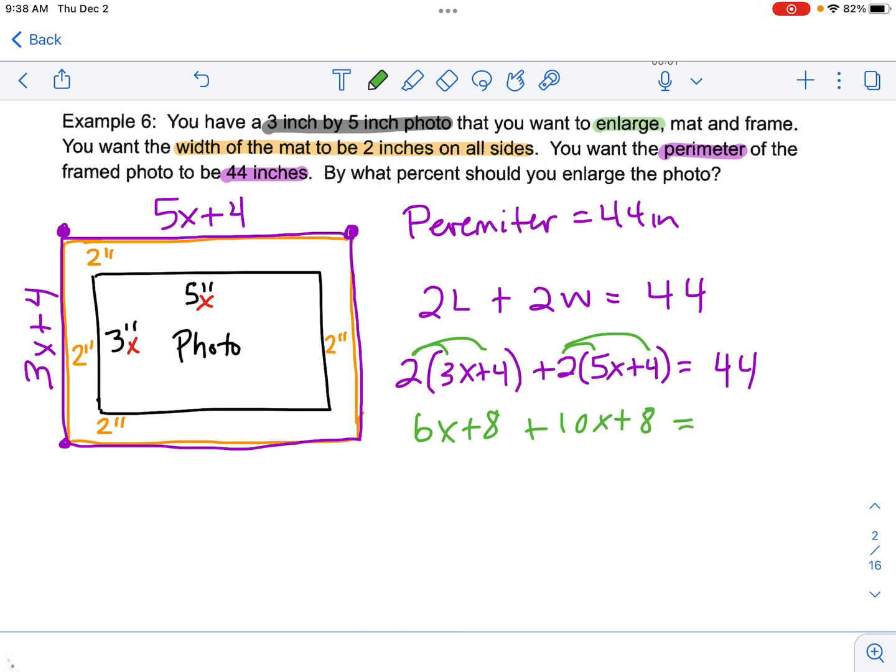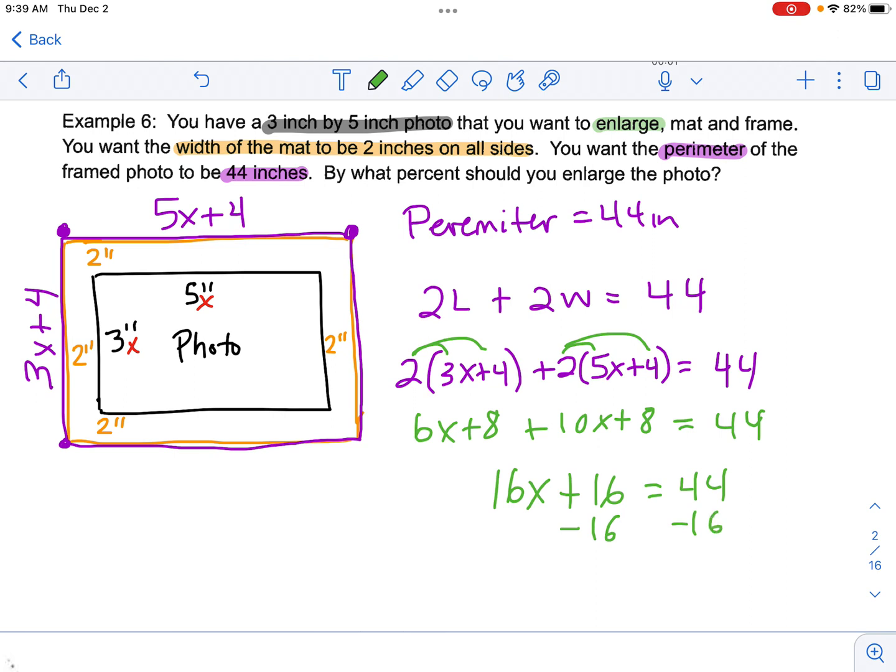and then distributing with the other set of brackets, 10x plus 8. Again, notice that we're just doubling everything, and that equals 44. And the advantage is we have everything on one side to combine. So we've got a 6x term and a 10x term, so we have 16x there, and then we've got an 8 and an 8 to combine, and that's 16 as well, equals 44.